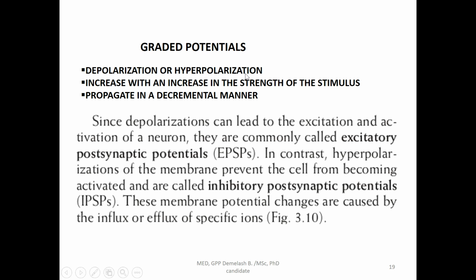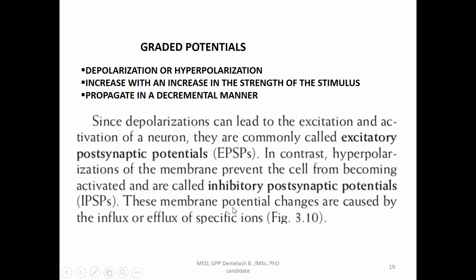Depolarization or hyperpolarization can occur. They increase with an increase in the strength of the stimulus and propagate in a decremental manner in the case of graded potentials. Since depolarization can lead to the excitation and activation of a neuron, they are commonly called excitatory postsynaptic potentials. In contrast, hyperpolarization of the membrane prevents the cell from becoming activated and is called an inhibitory postsynaptic potential.